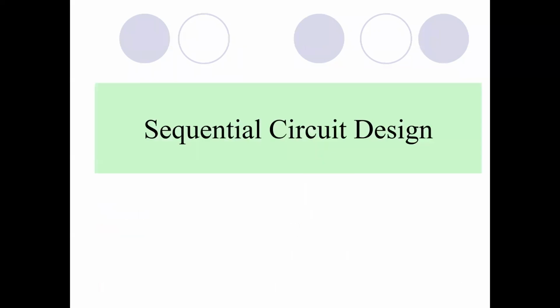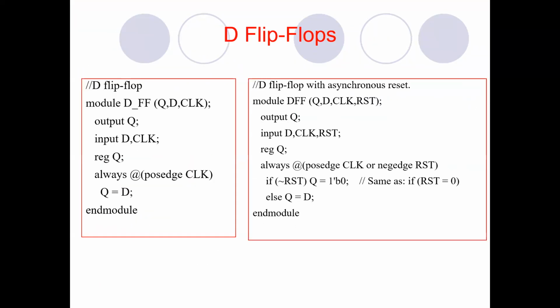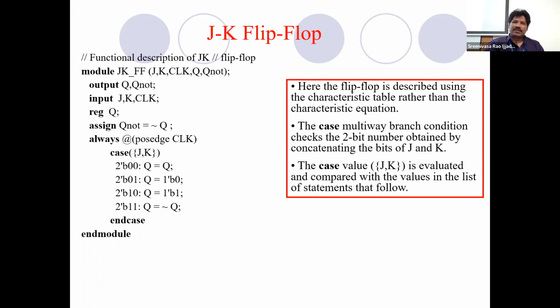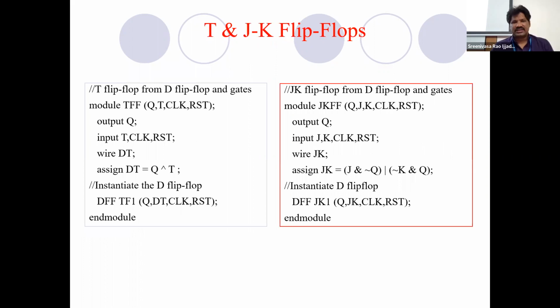Actually, we have completed up to the flip-flops, sir. We have completed D flip-flop. Okay, T and JK also completed. JK also completed, am I right? Yes. So this is the JK flip-flop with the case statements. Some delays, sir. Okay, so this is also completed? No, sir, up to D we have completed. Okay, JK is also completed because JK from D is already completed.